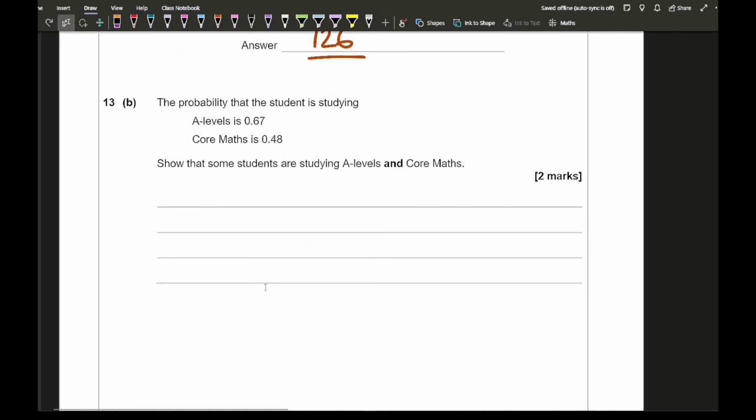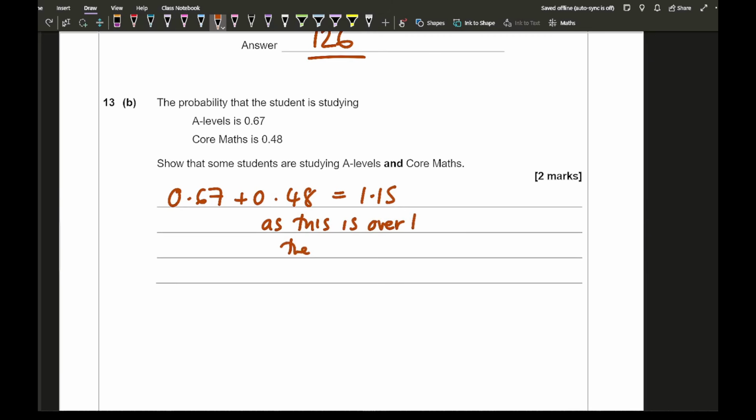For question 13b, it says the probability that student is studying A-levels is 0.67, core maths is 0.48. Show that some students are studying A-levels and core maths. Well, the reason that we know that there are some students studying both is because 0.67 plus 0.48 is equal to 1.15. So as this is over 1, there must be students studying both.